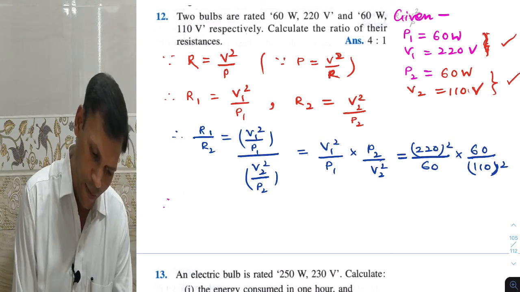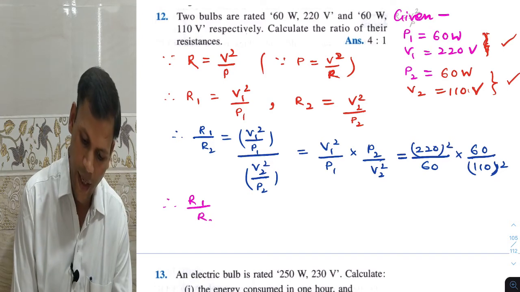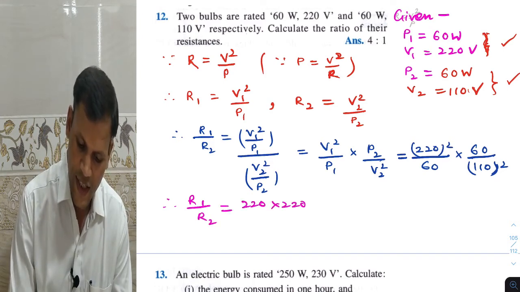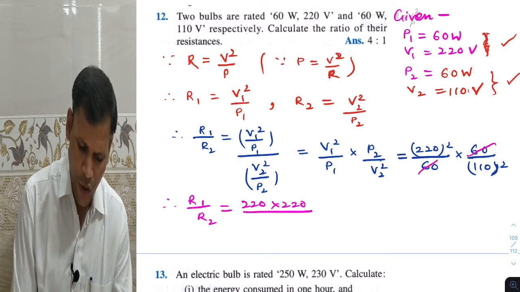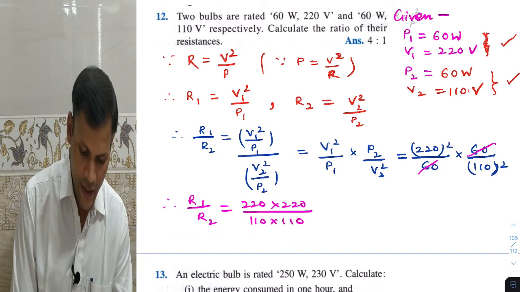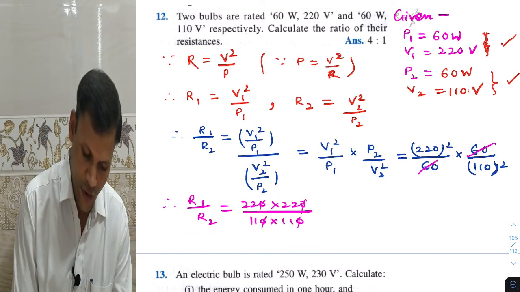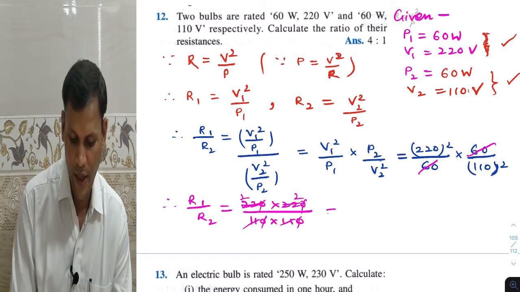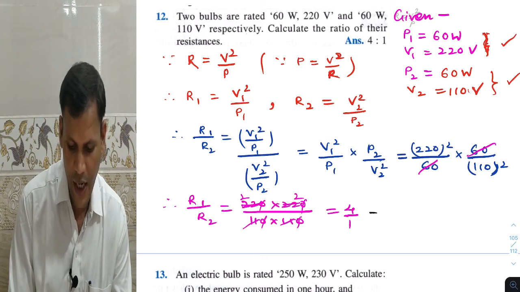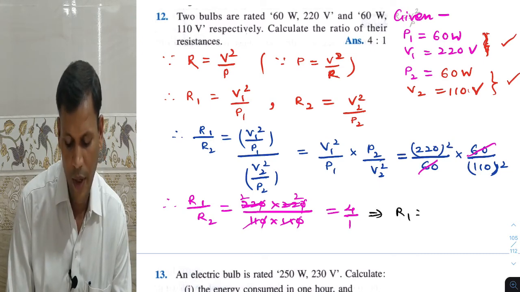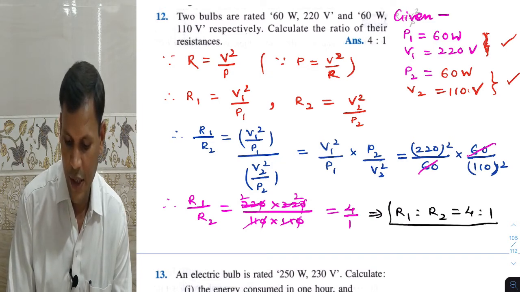therefore R1 by R2 will be 220 into 220, I cancel the 60 here, upon 110 into 110. So this cancels with this, and this with this: 11 twos are 22, 11 twos are 22, 2 twos are 4. So it becomes 4 by 1. So the final answer is R1 is to R2 will be 4 is to 1. This is the final expression for it.